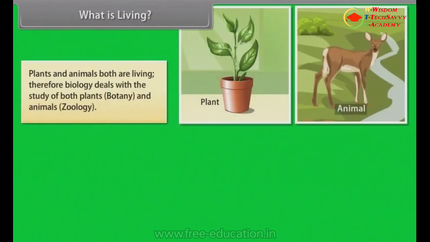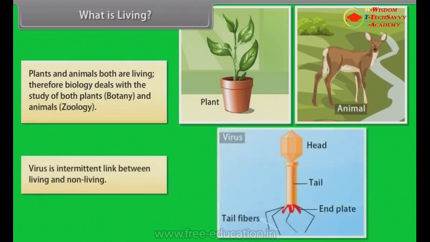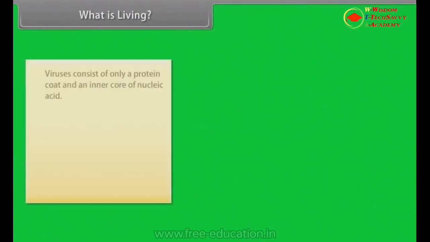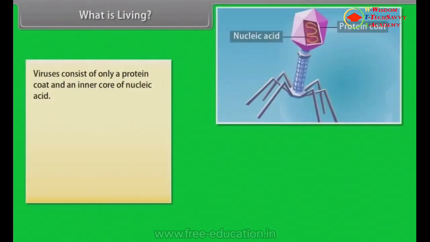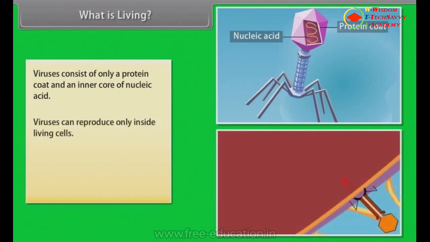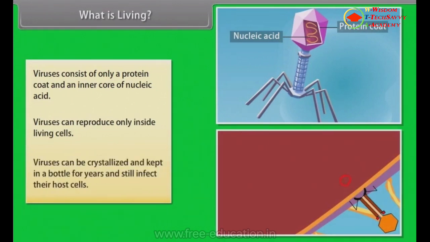Plants and animals both are living. Therefore, biology deals with the study of both plants, botany, and animals, zoology. Virus is an intermediate link between living and non-living. Viruses consist of only a protein coat and an inner core of nucleic acid. Viruses can reproduce only inside living cells. Viruses can be crystallized and kept in a bottle for years and still infect their host cells.